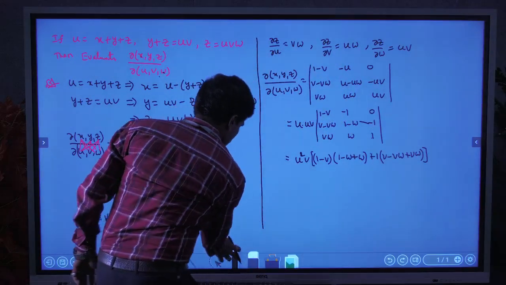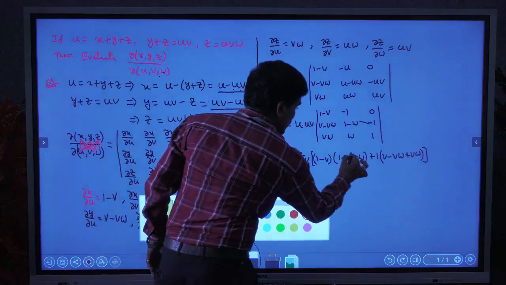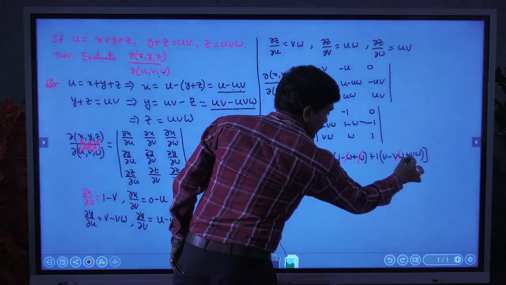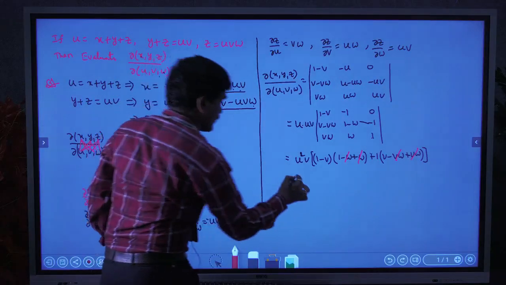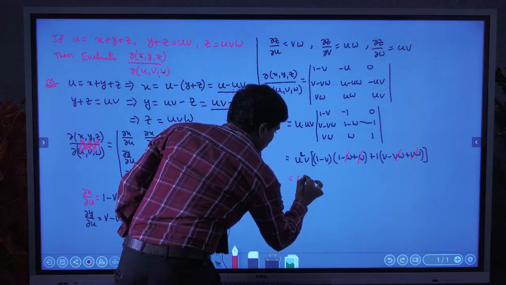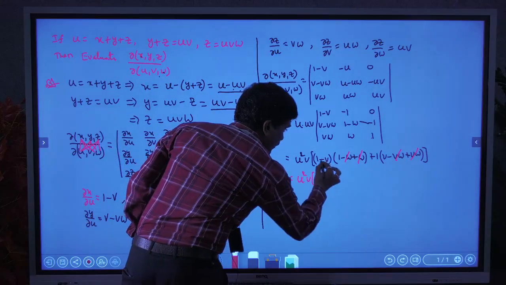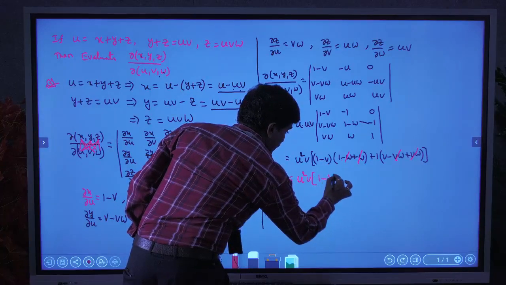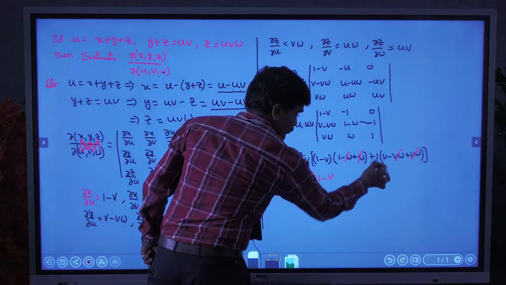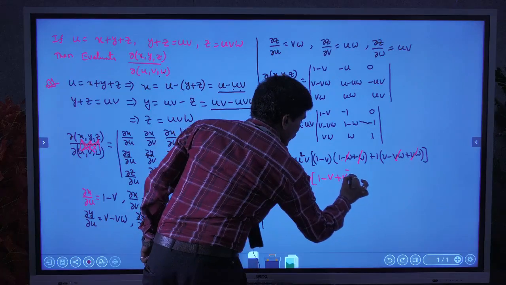Now here w cancels, vw cancels, so what do we get finally? Here finally we get u square v, here 1 minus v into 1 minus v, here plus 1 into v, right?